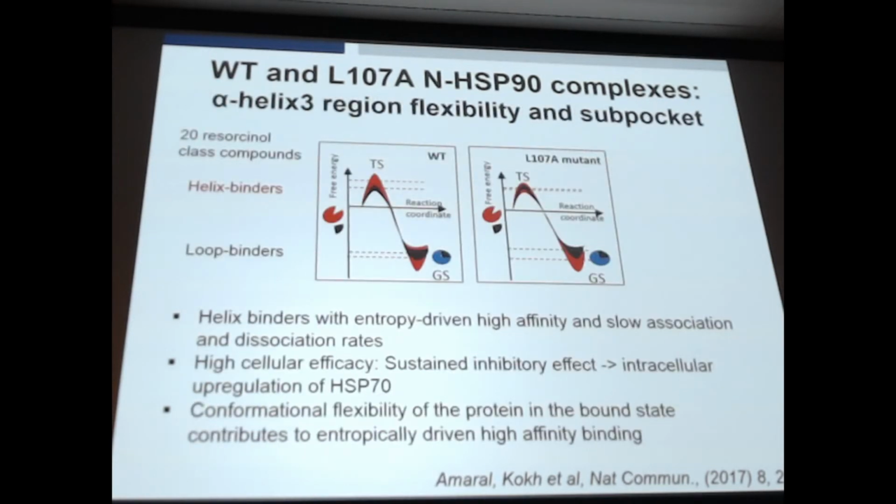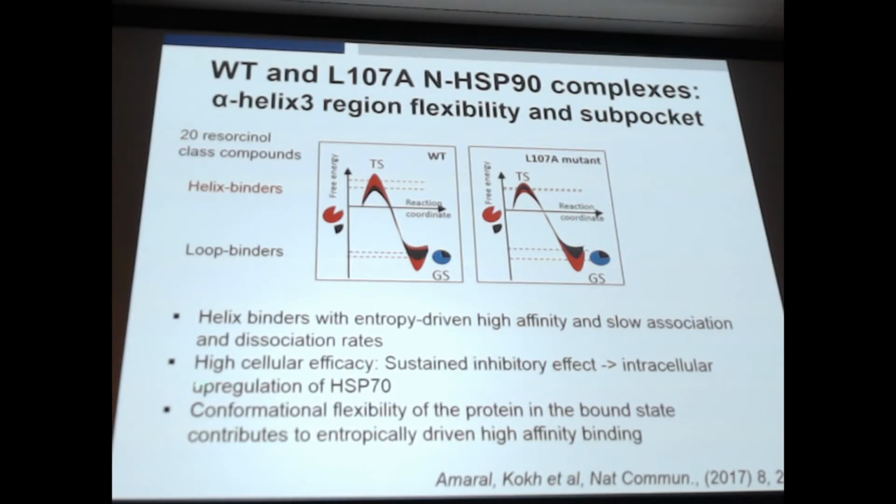So schematically, for this set of compounds that we looked at here, the helix binders have long residence times due to stabilizing the ground state and affecting the transition state, whereas for binding to the mutant, the effect between the different compounds is affecting the differences in binding to the ground state. I should note that in this case, the long residence times are important also at the cellular level. The sustained inhibitory effect leads to an intracellular upregulation of HSP90 monitored.